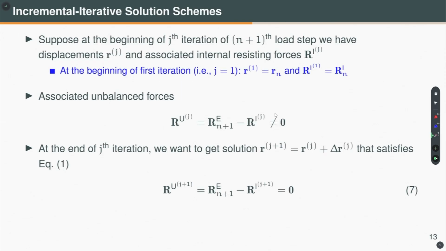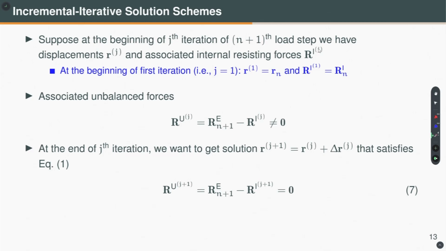Now we are talking about the iterative scheme. Let us say at the beginning of the jth iteration of the n plus 1th load step, that means the structure is at equilibrium in the nth load step. Now, I am imposing some more additional load to take it to the n plus 1th load step, and then I am iterating to satisfy my equilibrium equations. So, at the jth iteration of the n plus 1th load step, let us say my displacements are written as R superscript j, and the associated internal forces are written as R superscript I and j.